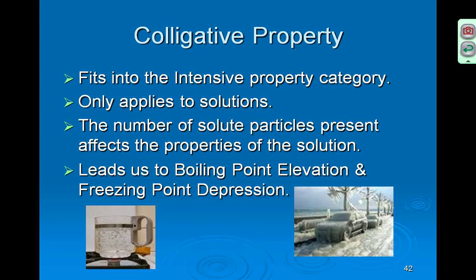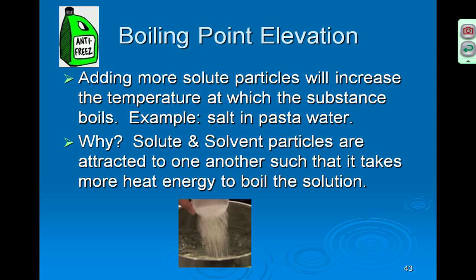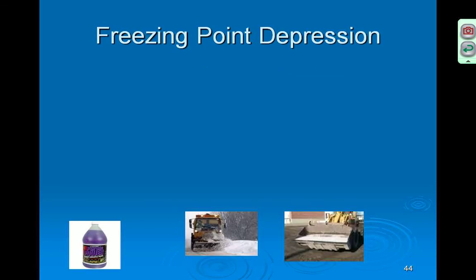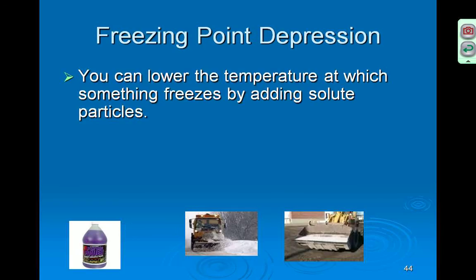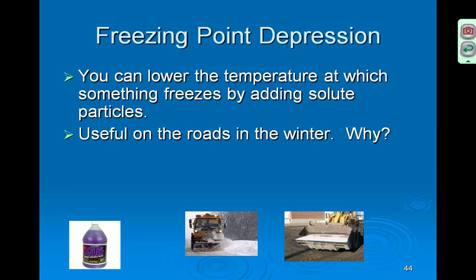Colligative properties fit into the intensive property category. They only apply to solutions, and the number of solute particles present affects the properties of the solution. So this leads us to boiling point elevation and freezing point depression. Boiling point elevation: adding more solute particles will increase the temperature at which the substance boils. For example, salt in pasta water. Why does this happen? The solute and solvent particles are attracted to one another such that it would take more heat energy to boil the solution.